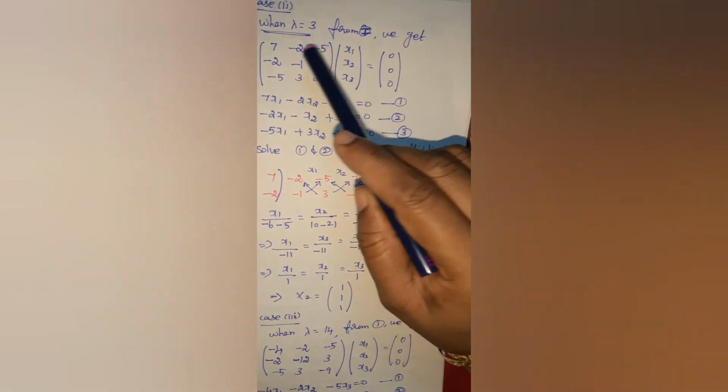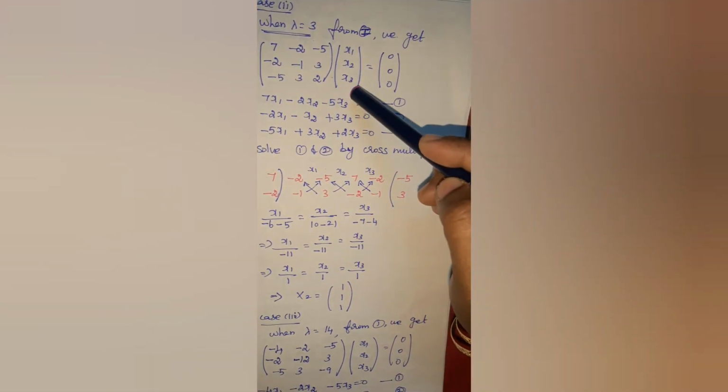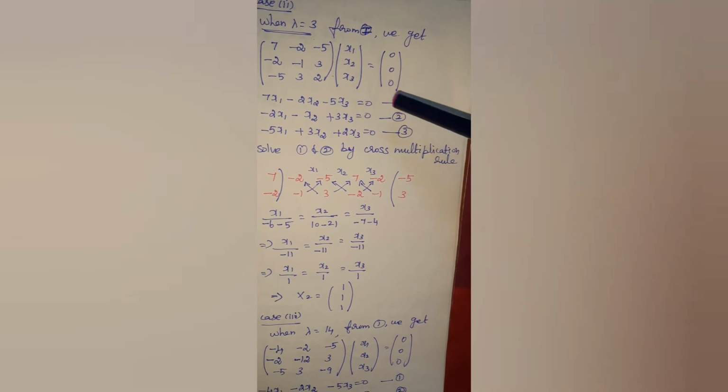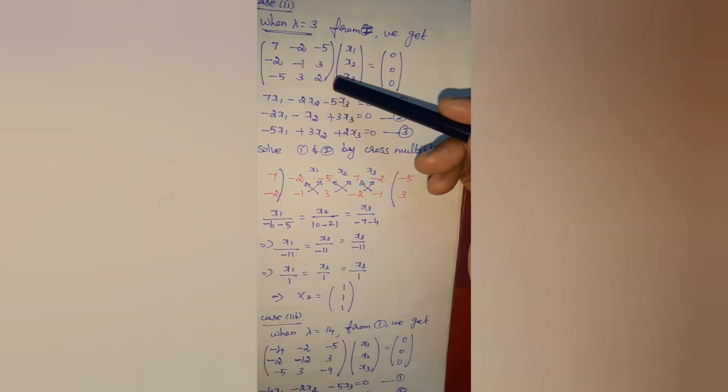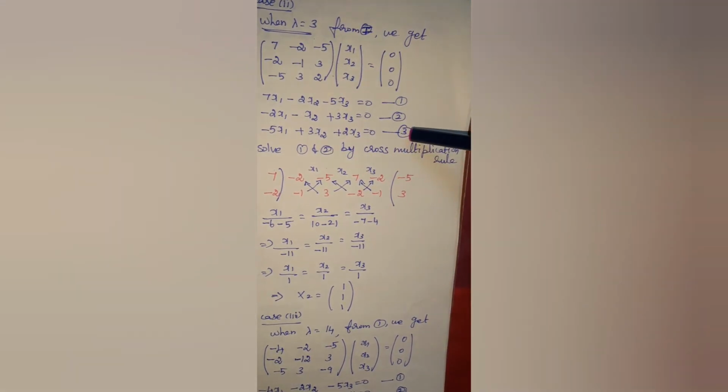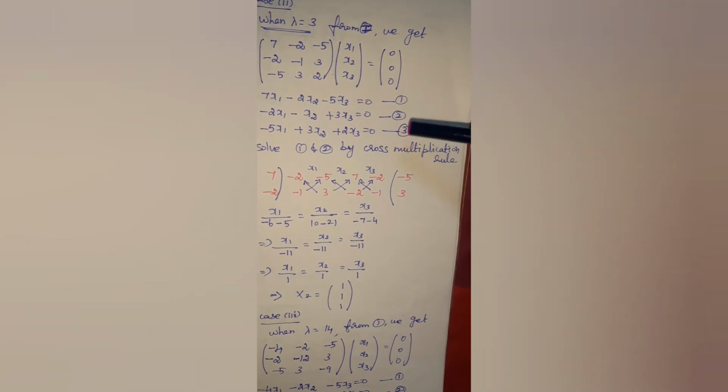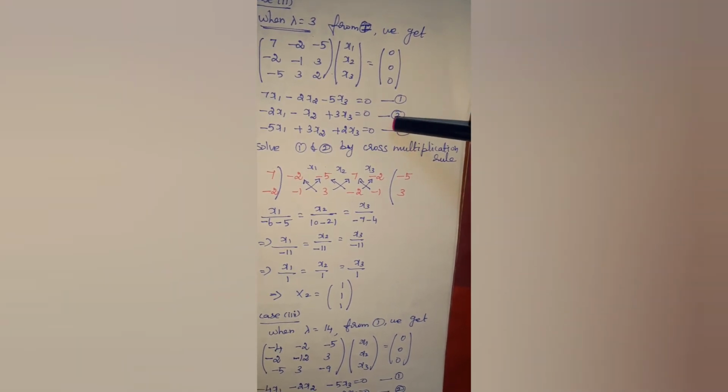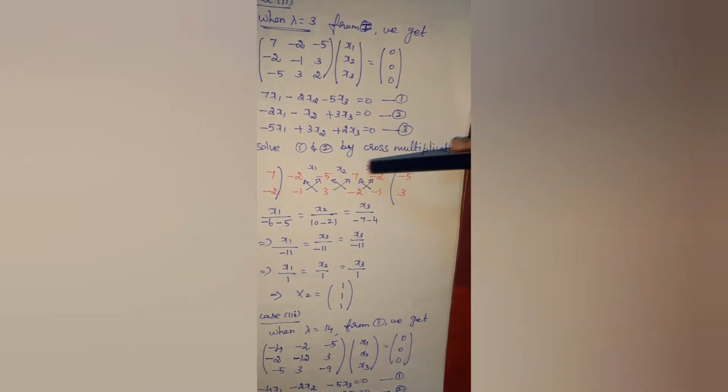That is 7x1 minus 2x2 minus 5x3 is equal to 0. First equation. Similarly, the second row is the second equation, the third row is the third equation. Here also take any two different equations. Take any pair, 2 and 3, or 3 and 1, or 1 and 2. Now take 1 and 2.